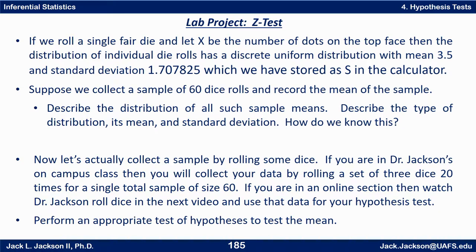Okay, so if we roll a single fair die and let X be the number of dots on the top face, then the distribution of individual die rolls has a discrete uniform distribution with mean 3.5 and standard deviation of 1.707825, which we have stored as S in the calculator.